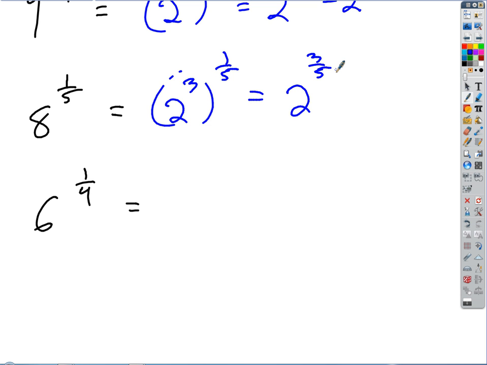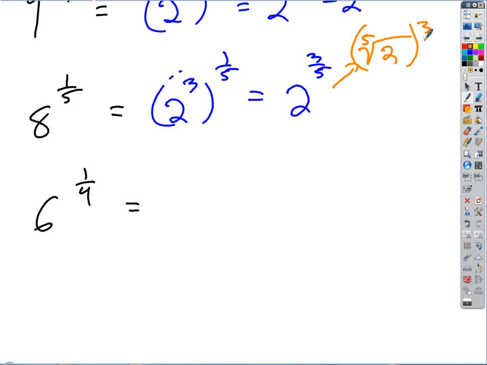Okay, now, what if we wanted to write this as a radical? That's a great way to write it, but there really are 2 ways you could do this that in my mind are equally good. So the 1/5 is a 5th root, right? One way to write this would be as the 5th root of 2, all cubed.